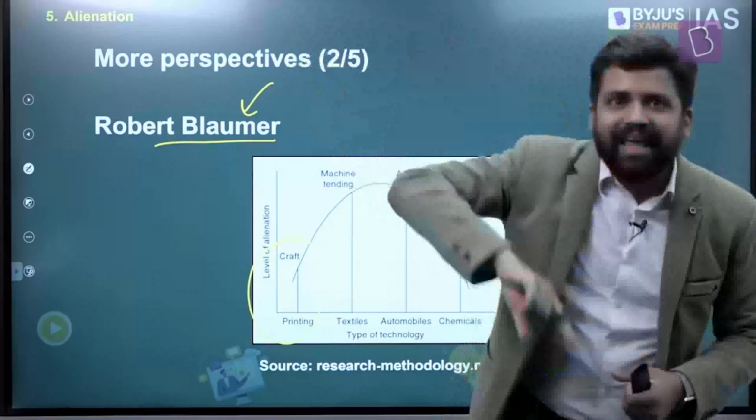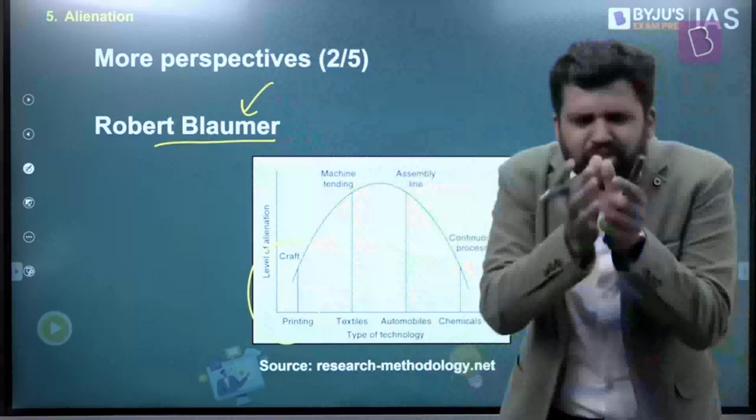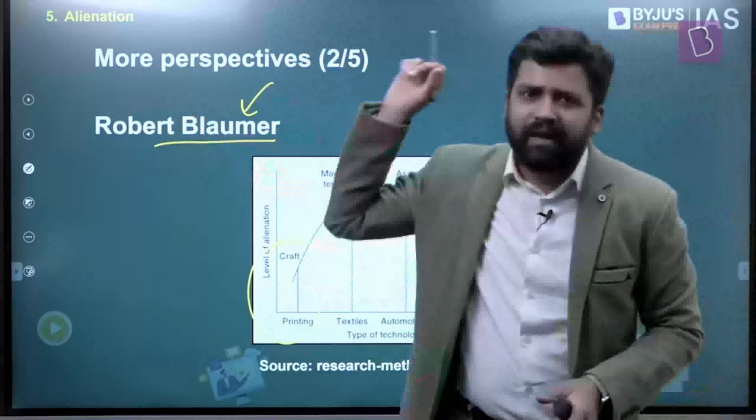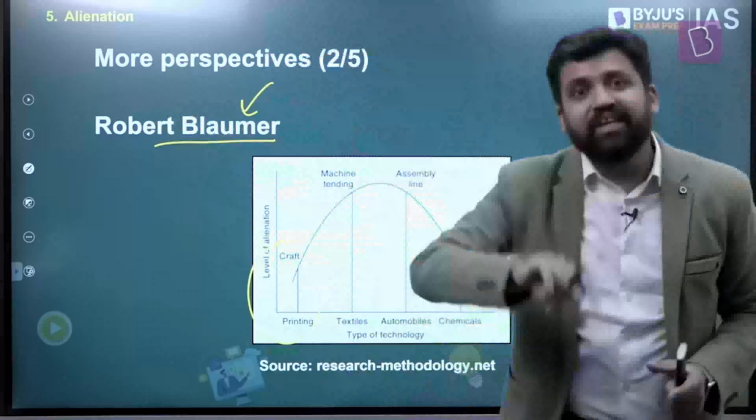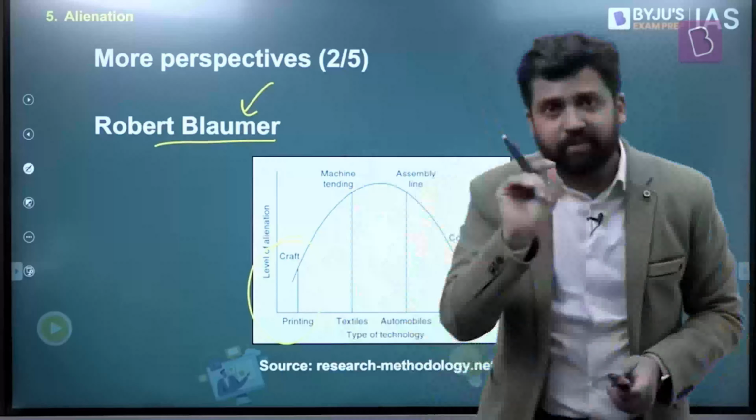Over a period of time, with automation and assembly line production, for example car production, alienation increases. You are just one part. You're doing just one thing again and again. Someone else is doing something again and again. You don't have control over the process. Alienation increases. Again, with process industry, the alienation changes. So the idea here is, with technology, alienation varies. It doesn't remain the same.